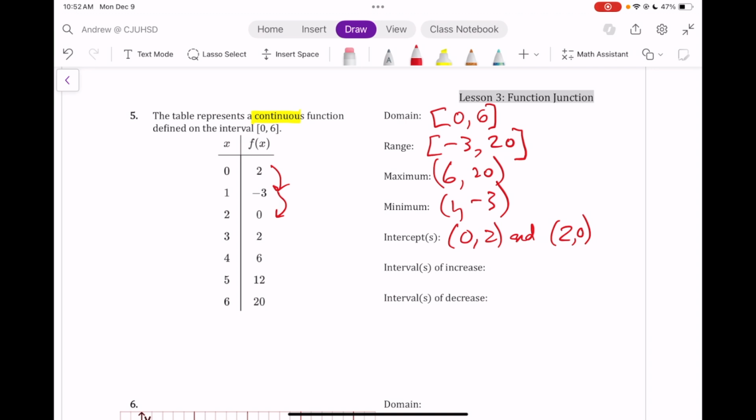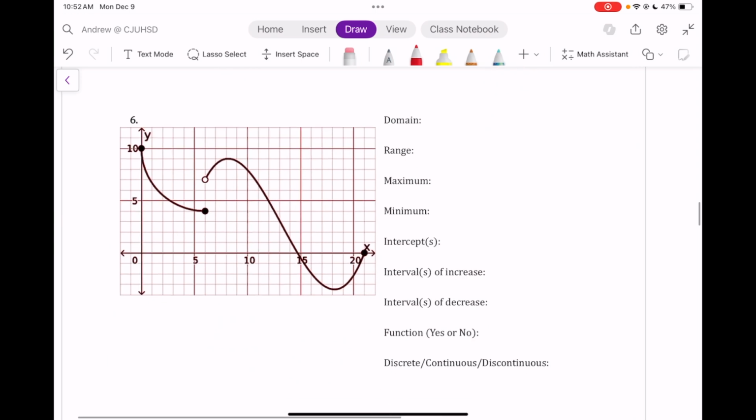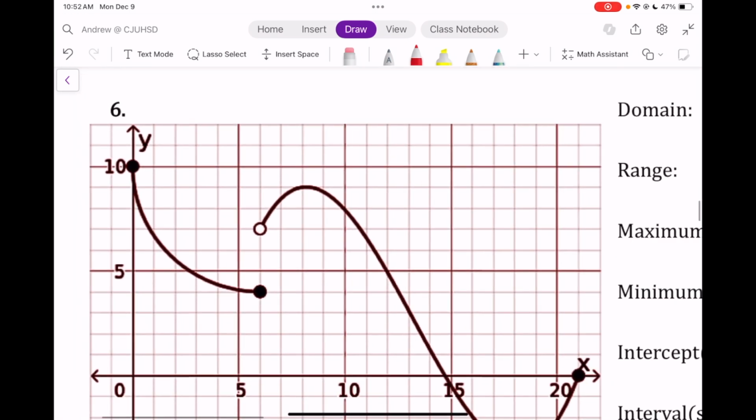Intervals of increase, they went from basically being at 1 until the end and decreased from 0 to 1. So we learned here that a table can be a continuous function if something says it's continuous. And then number 6, we just talked about this discontinuity here.